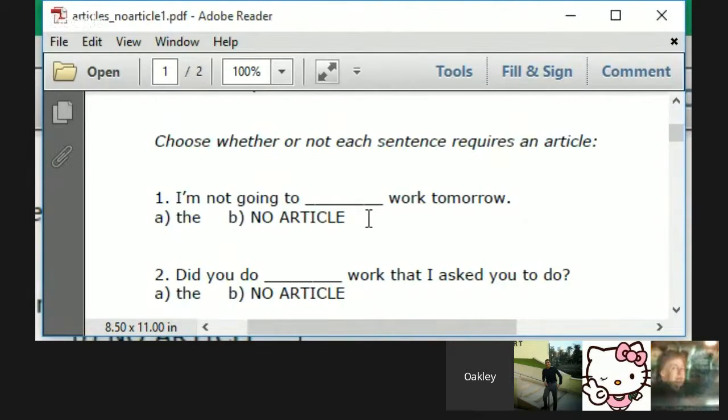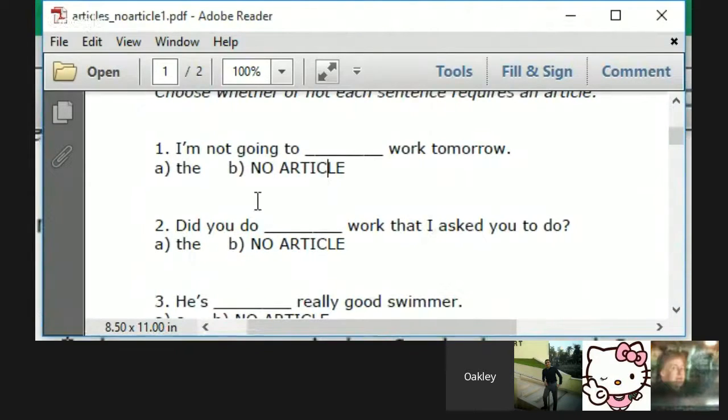I'm not going to work tomorrow. No article, like go to bed. Yes, that's correct. It's exactly right. We're concerned with the concept of work, not the actual place or what you do, for that matter. But that's right. No article. Great.